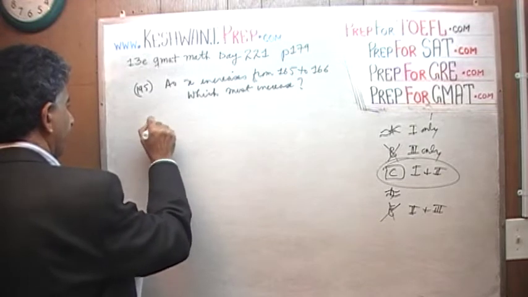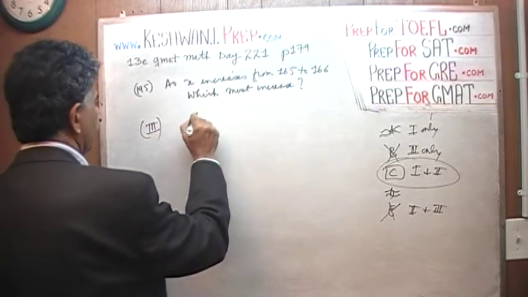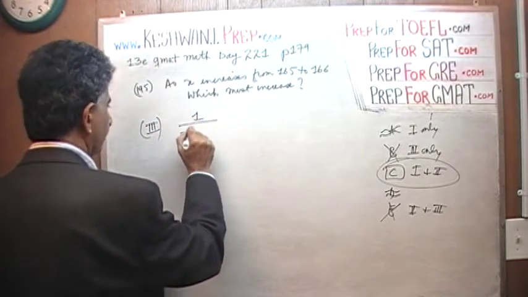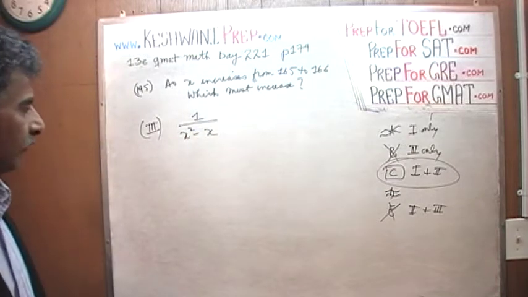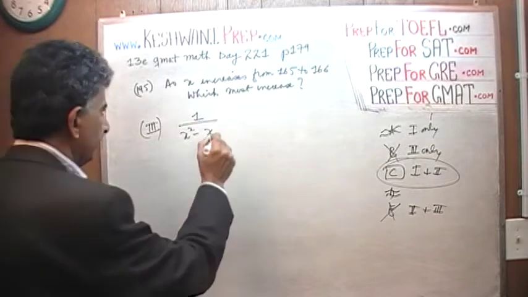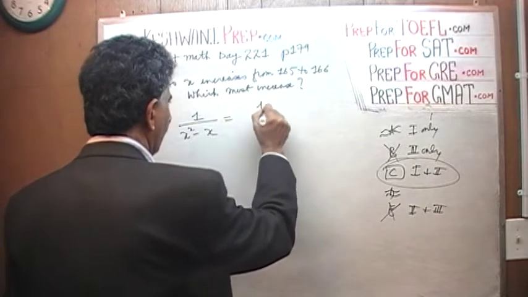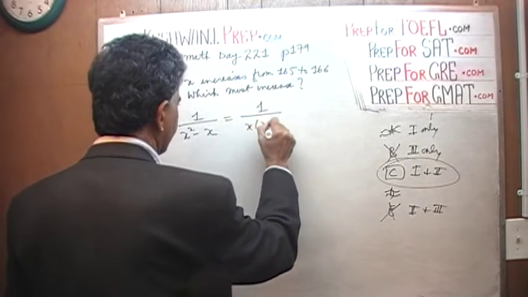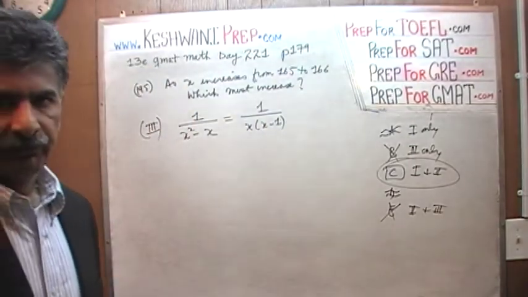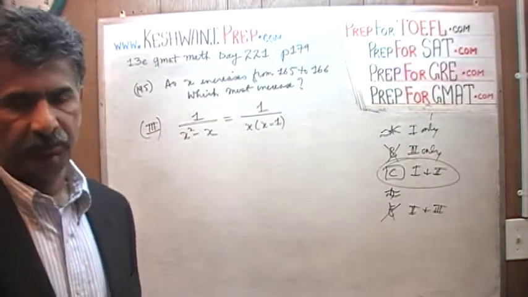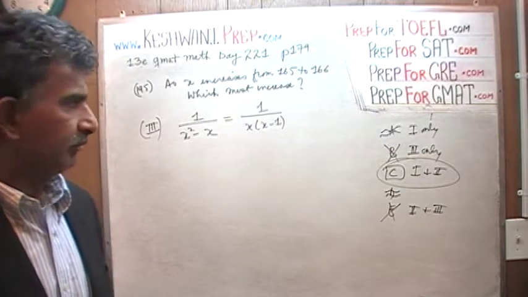Number 3. The statement says 1 over x squared minus x. What we have to understand here is that this quantity can be written as 1 over x times x minus 1. In other words, we have the number itself and then we have 2 consecutive numbers being multiplied. That's what it is. It's 2 consecutive numbers being multiplied.